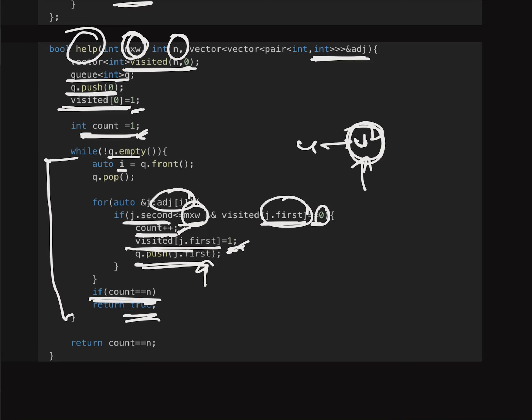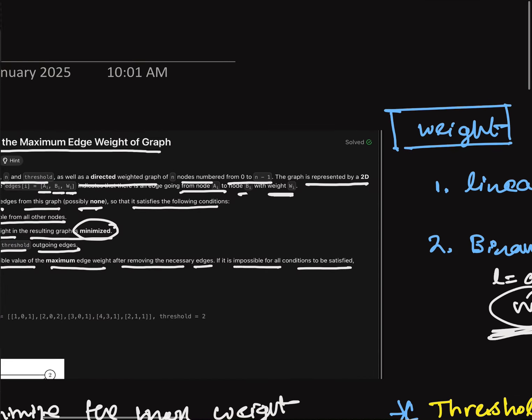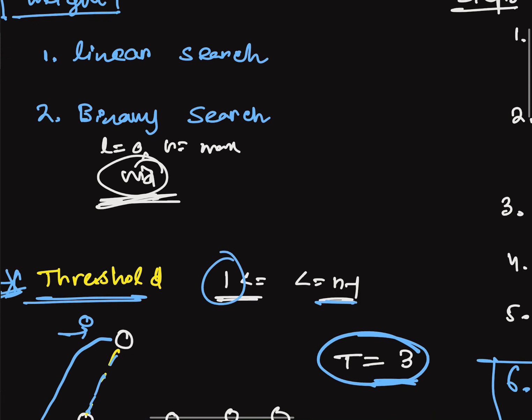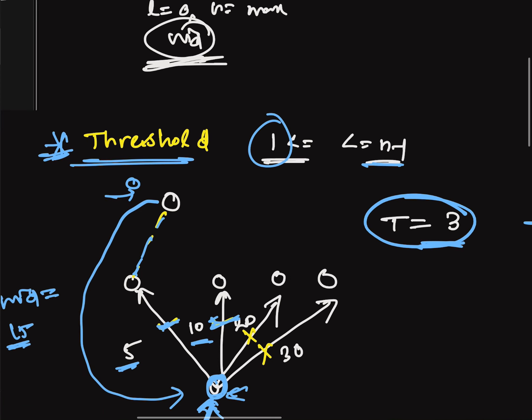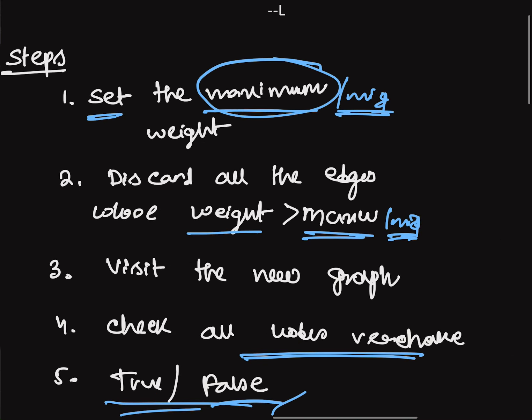And at the end, after the while loop when our queue is empty, I will check whether I am able to visit all the n nodes. So it will be either true or false. Got it? So in this check, am I able to reach from node 0 to all other nodes or not. Got it? The problem statement, the intuition, and how we are using binary search here, and why the threshold is not influencing anything in this current problem. This is clear, and the steps are also clear.